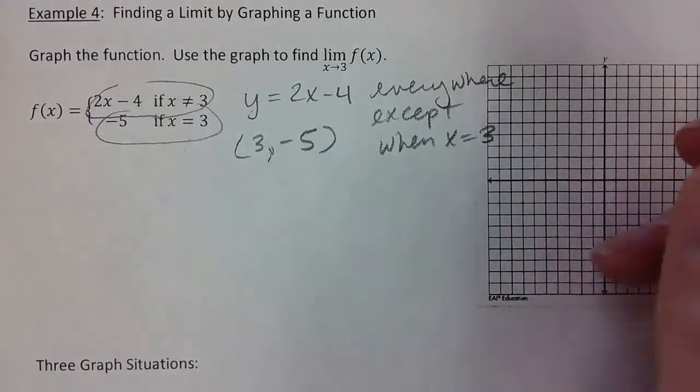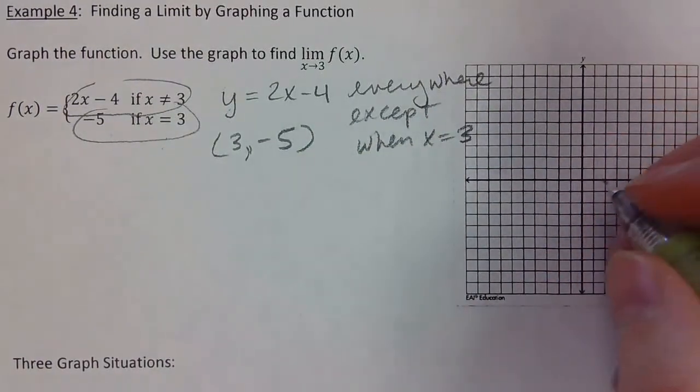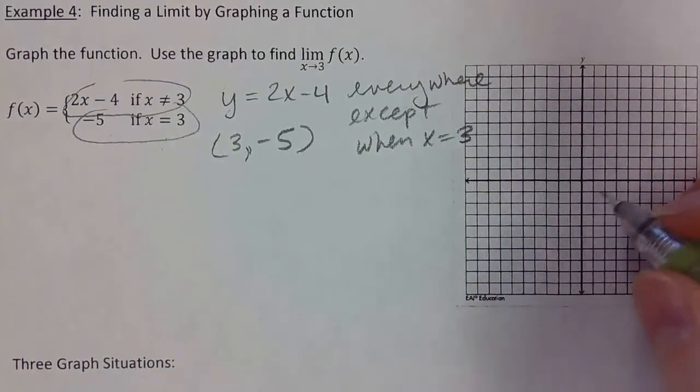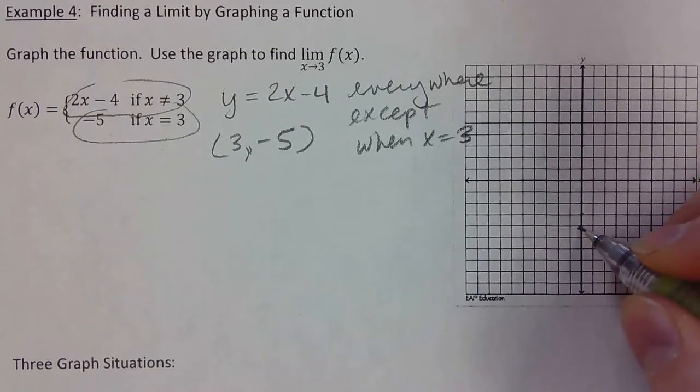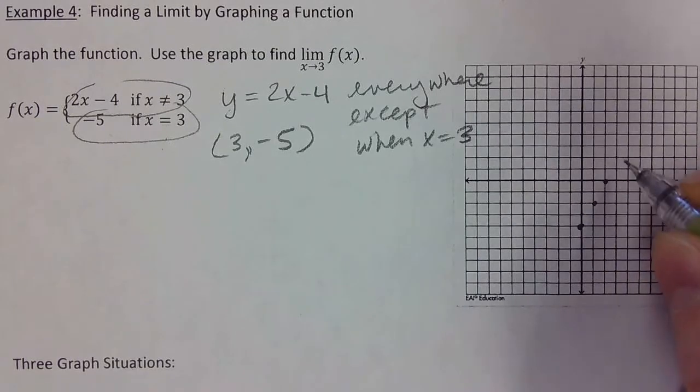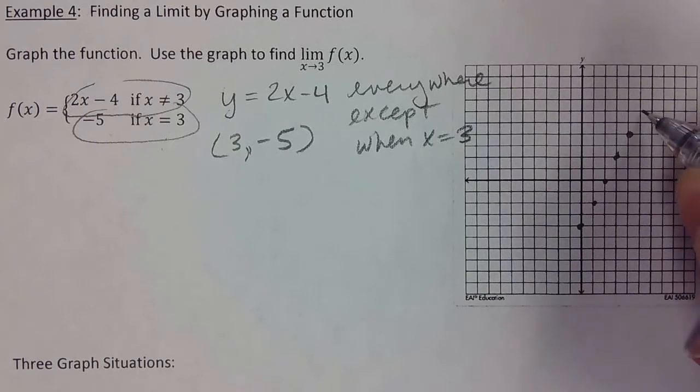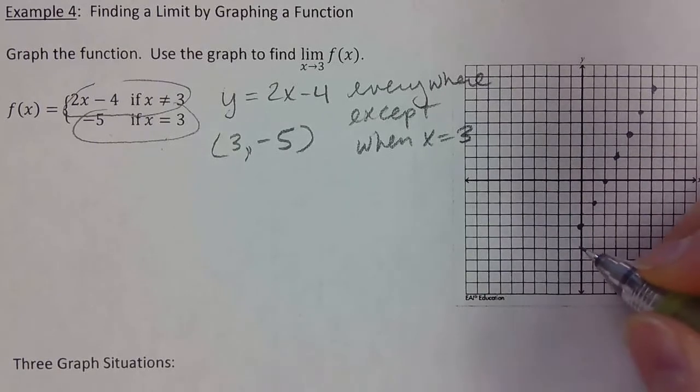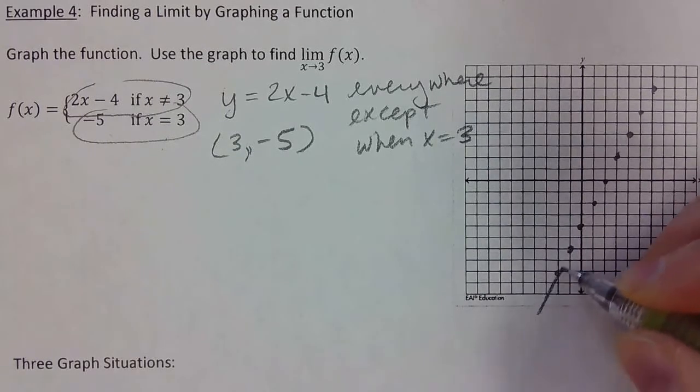All right, so let's see if we can put all this together. So y equals 2x minus 4. I've got a y-intercept and a slope. So I'm going to go ahead and graph this. And this is probably enough points.